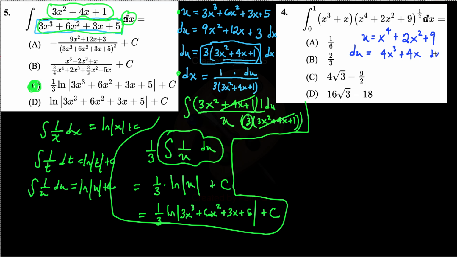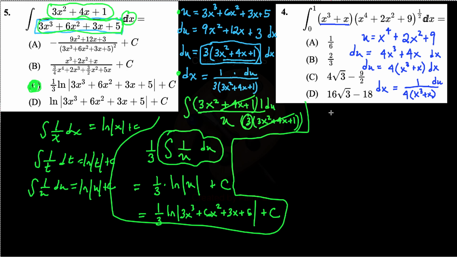dx. And again, if I factor out a 4, let's see how I factor out that 4. We're going to get 4 times x cubed plus x dx. And now I've got something that's matching. This x cubed plus x is right here. And that's a good thing, because then when I solve for dx, I get 1 over 4 times x cubed plus x du.